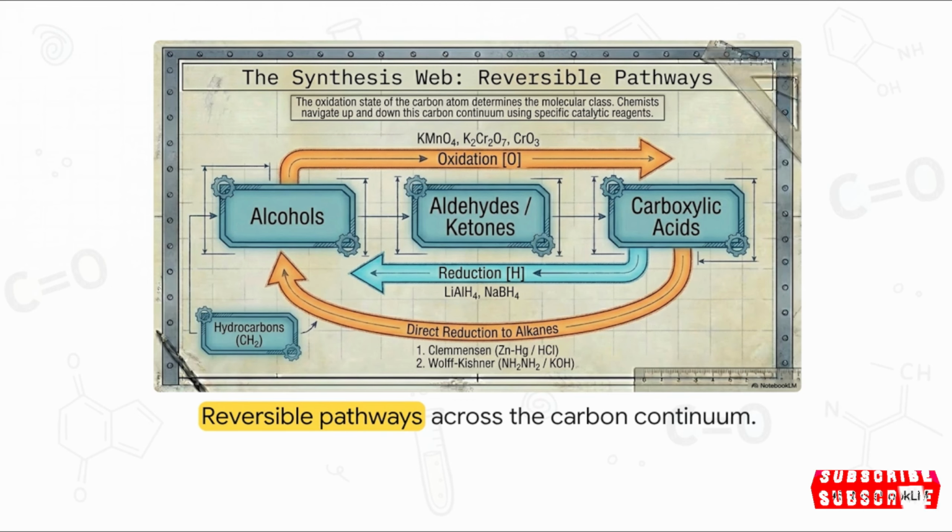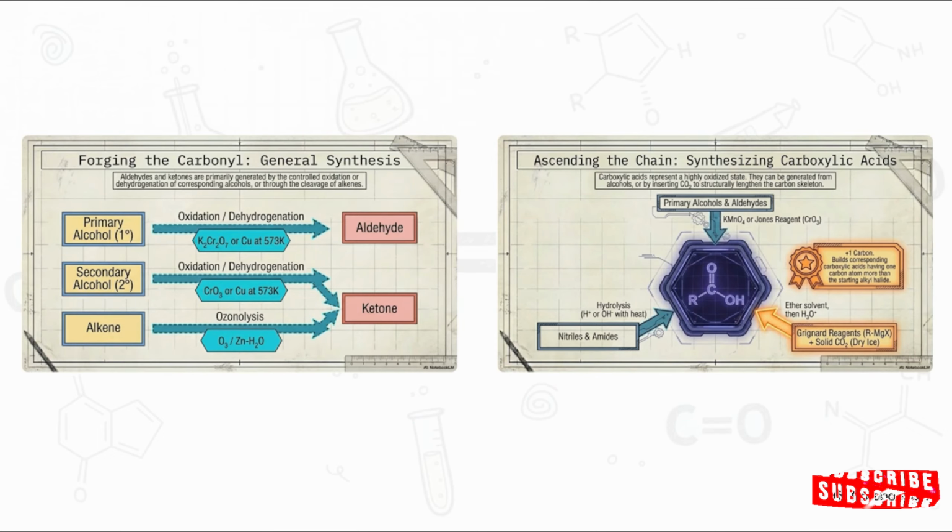By utilizing specific catalytic reagents, you can carefully oxidize alcohols into aldehydes and ketones and push them all the way to carboxylic acids. Or you can forcefully reduce them all the way back down to alcohols or even basic hydrocarbons using reagents like lithium aluminum hydride. It's a really elegant, completely reversible web. Let's look at some specific tactics. A controlled oxidation of a primary alcohol easily yields an aldehyde.